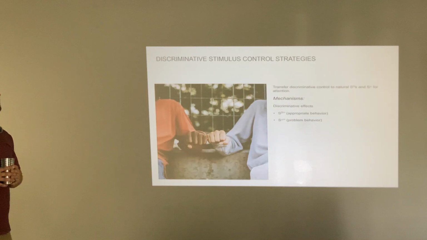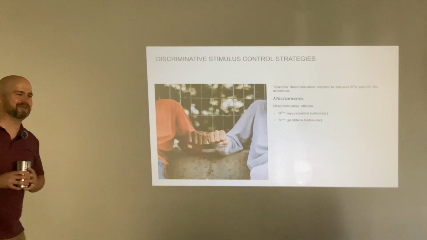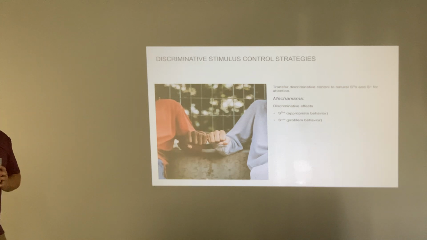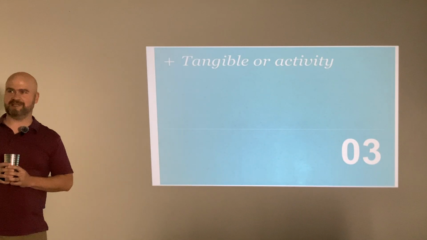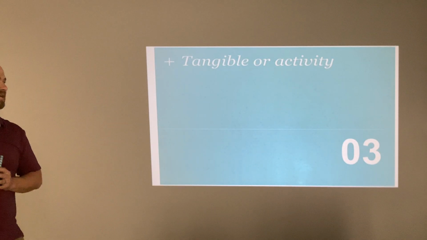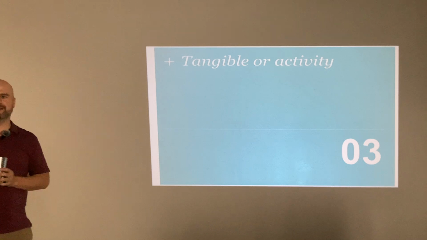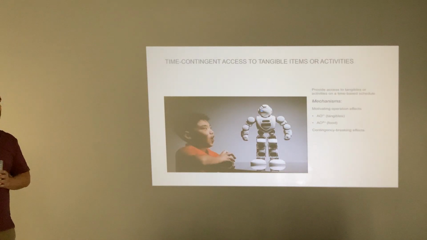Transfer discriminative control to natural SDs and S deltas for attention. We're going to teach them better ways to get attention. How might we teach a student to get attention? Raising their hand. All right, let's continue. Okay, so there's attention, and you can see how fewer there are. Tangible or activities. These are functions to access.